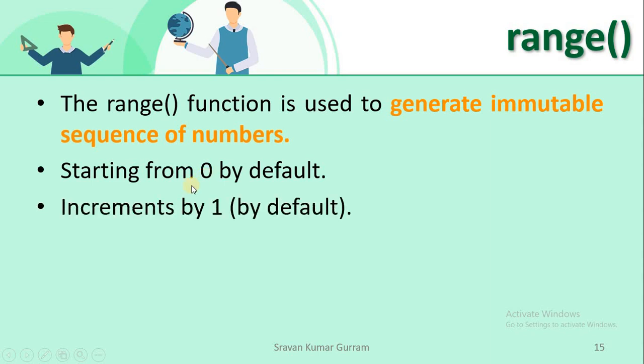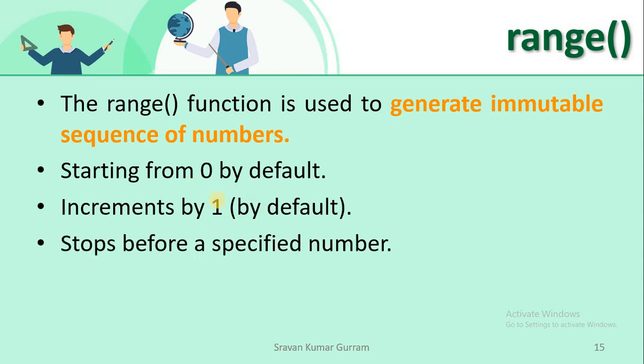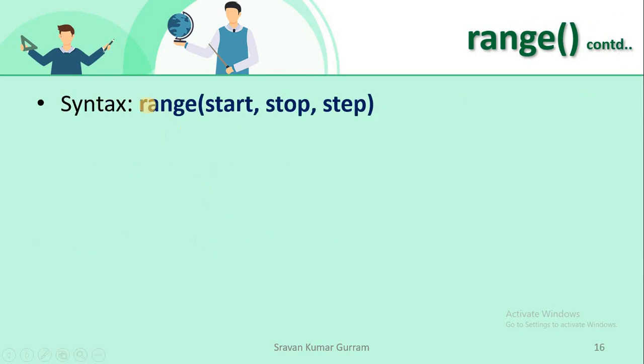The generated values are incremented by 1 by default and stop before a specified number. See the syntax of how to create the range. It has 3 arguments: start, stop, step.